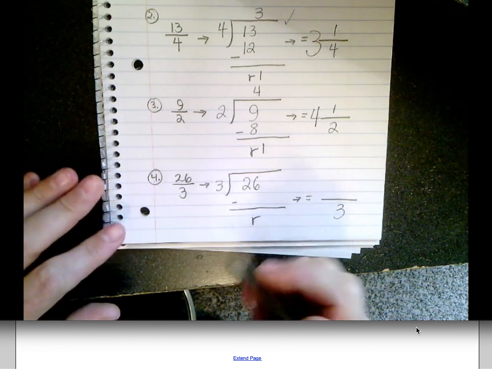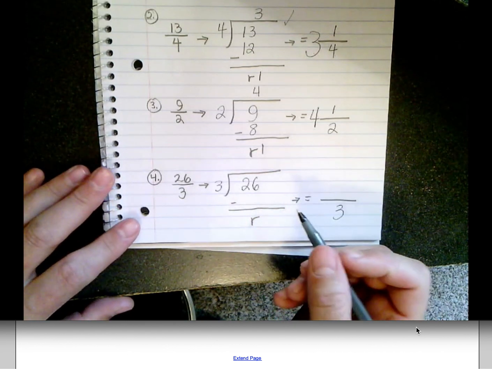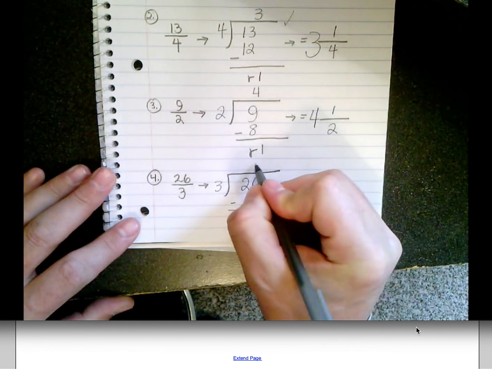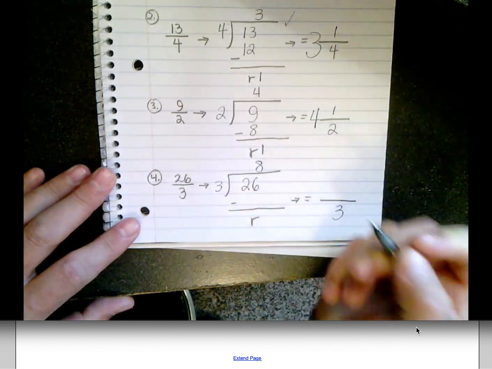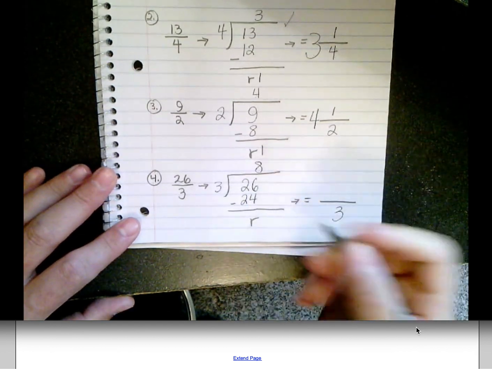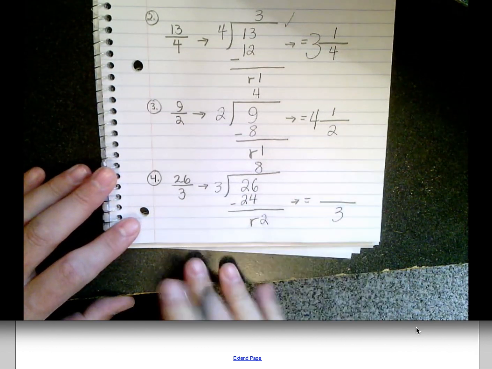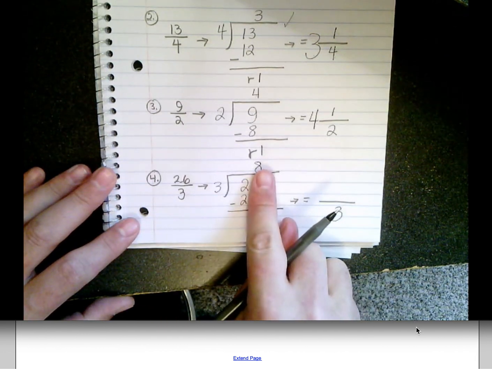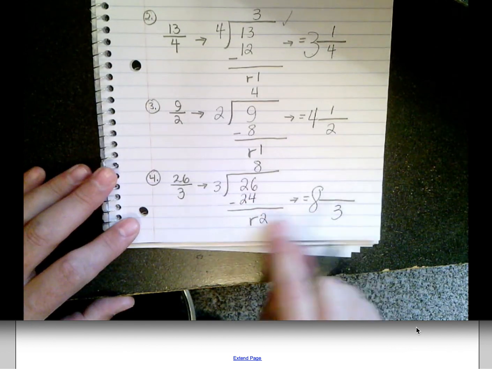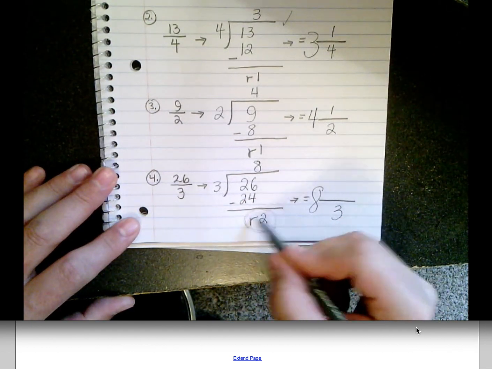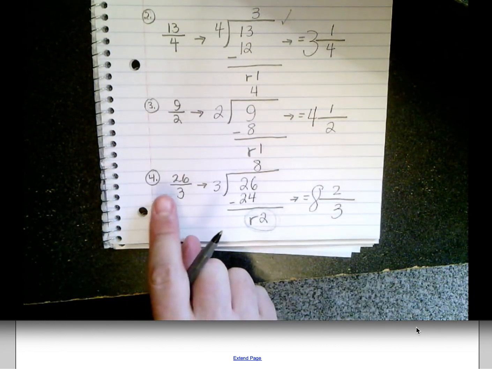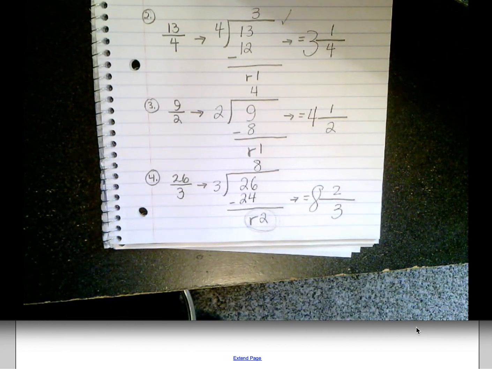3 times 7 is 21. 3 times 8 is 24. 3 times 9 is 27. Oh, that's too much, so it must be 8. 3 times 8 is 24. And that gives me a remainder of 2. The quotient is the whole number, so 8. The denominator stays the same, and the numerator, the leftover pieces, are 2. 8 2/3 is equivalent to 26/3.